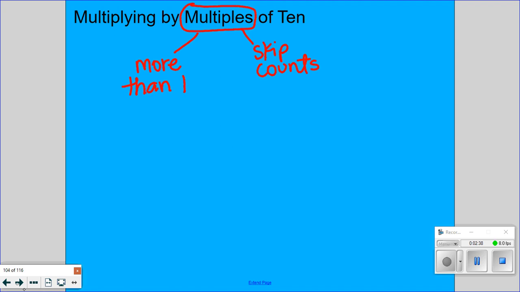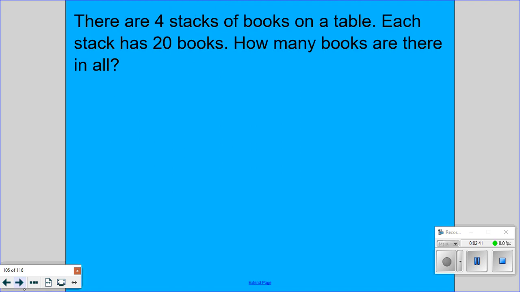Good? All right, so let's look at this problem, because I find that it makes a lot more sense when we put a story to it. There are 4 stacks of books on a table. Can you imagine that? Each stack has 20 books. It's just like going to the library and stacking all y'all's books up there. How many books are there in all? What am I counting? Raise your hand and tell me. I should see every single hand because we know how to find our unit.